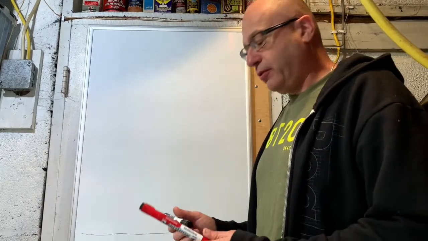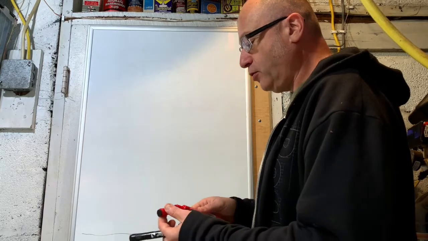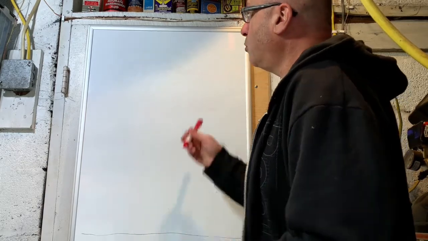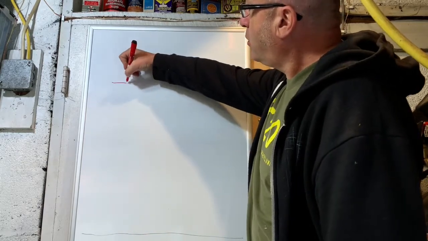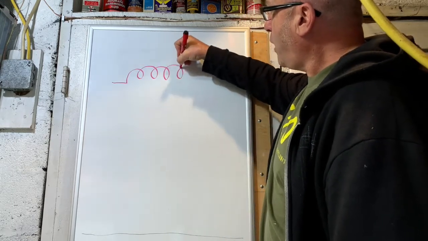Hey there. Welcome out to the old whiteboard at the garage. Let's talk about a coil of wire. Okay, I'm going to draw a coil of wire here on the board. All right, so it's just a loop of one piece of wire.